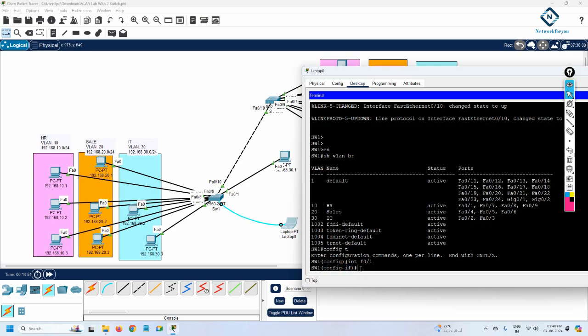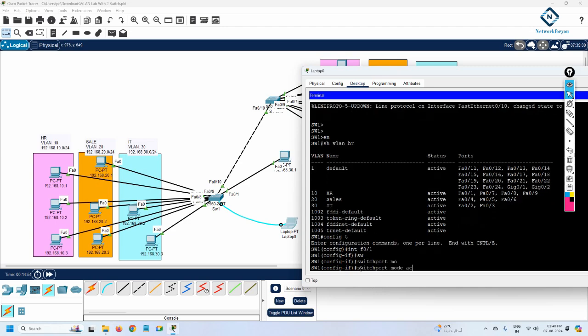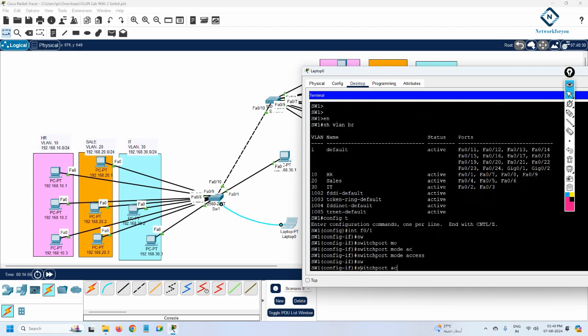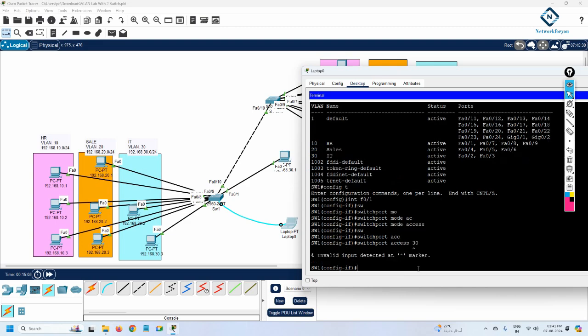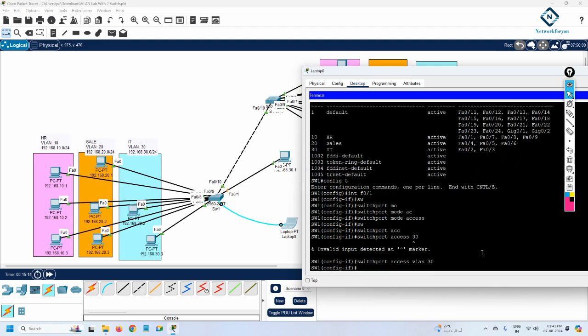After that I can write switchport mode access, and then switchport access, and which VLAN I want to move to. This is in VLAN 10, now I need to move it to VLAN 30, so I write 30 and press enter. Sorry, I forgot to write vlan, so I will write vlan, give a space, write 30 and press enter. After that you can write do show vlan brief.